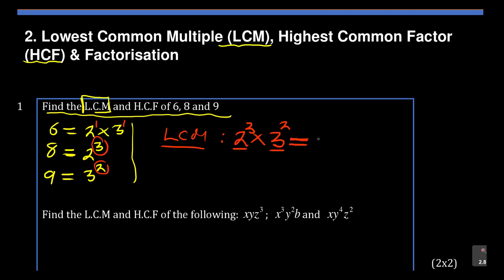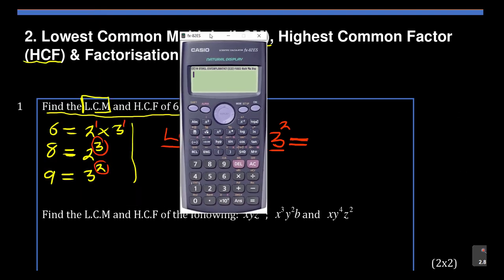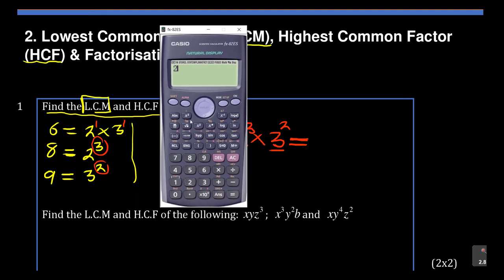Let me see, my calculator is giving me an error, but let me just see what I'm doing wrong. Okay, let me just pull out mine here. Let's see if ever we are on the same page. Ah, got it now. 72. Thank you. So it's 2 cubed times 3 squared. It gave you 72, right?